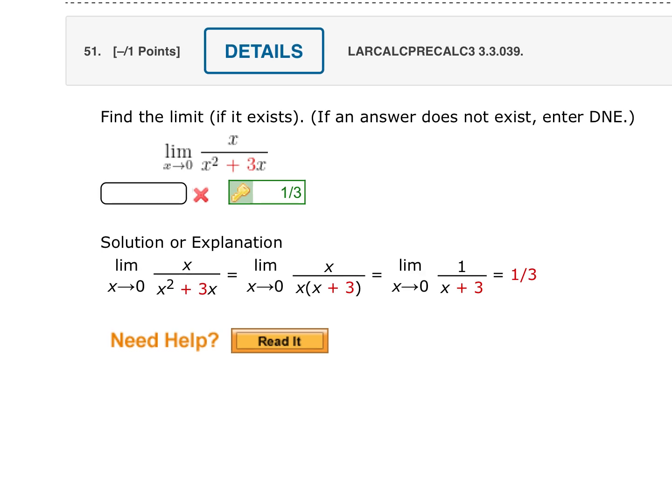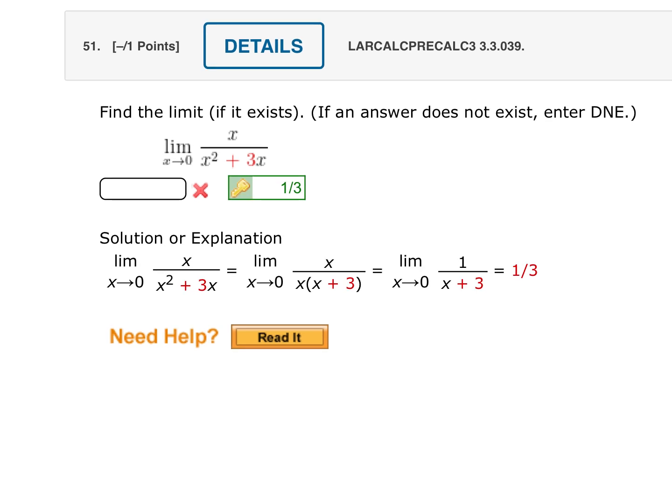For 51, we can simplify this also. All three of our terms are divisible by x. We get 1 over x plus 3. Once we simplify it, direct substitution works. Just plug in 0. You'd get 1/3.